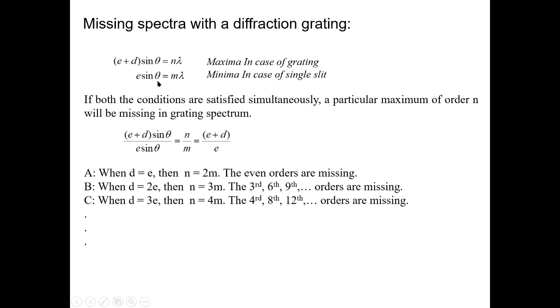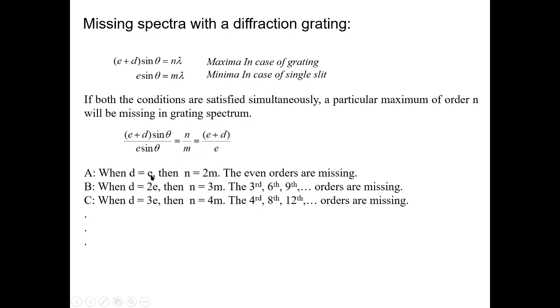So if at a single value of theta, the minima by the single slit and the maxima by the grating both lie, then those maxima by the grating will be absent from the spectra, and the order of those missing spectra can be given by the ratio of these two expressions. So we have n upon m equal to (e plus d) divided by e. So this n is the order of the missing spectra in the grating, and this m is an integer number.